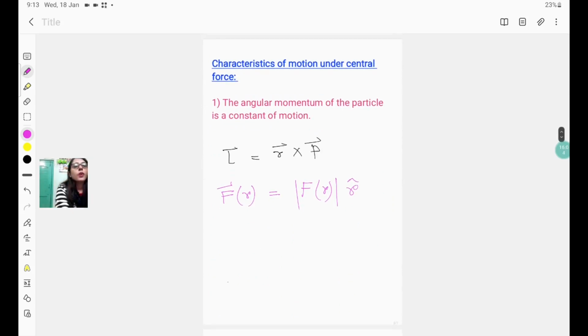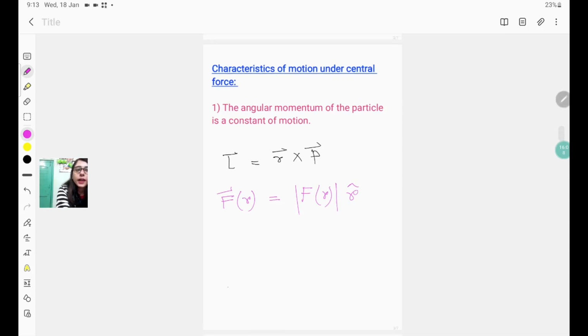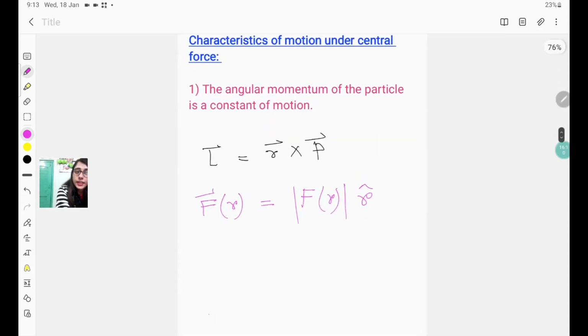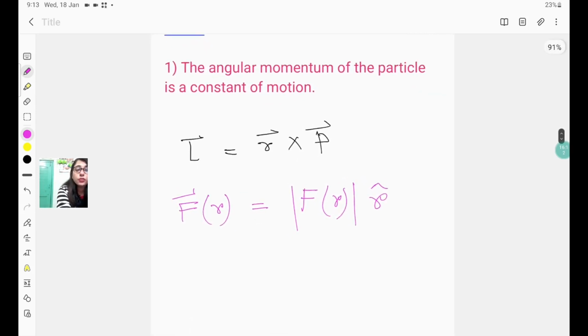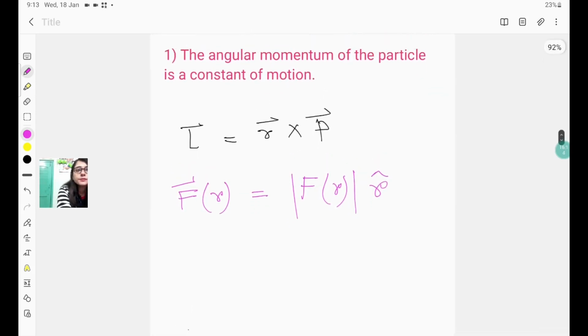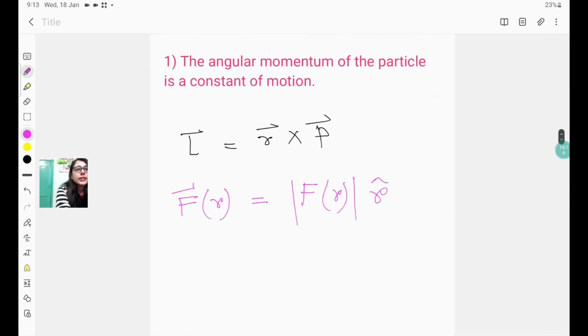Now, if we need to prove that the angular momentum of the particle is a constant of motion, how can we prove it? If any parameter is a constant of motion, it means it does not change with time, right?